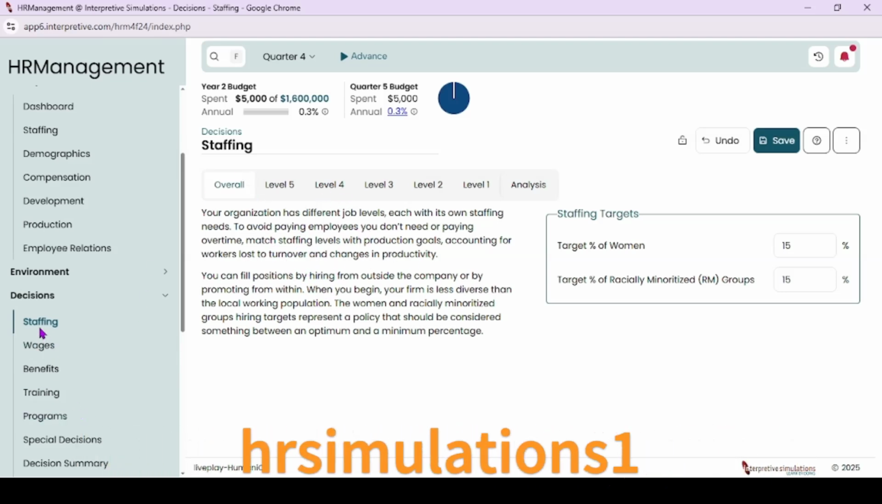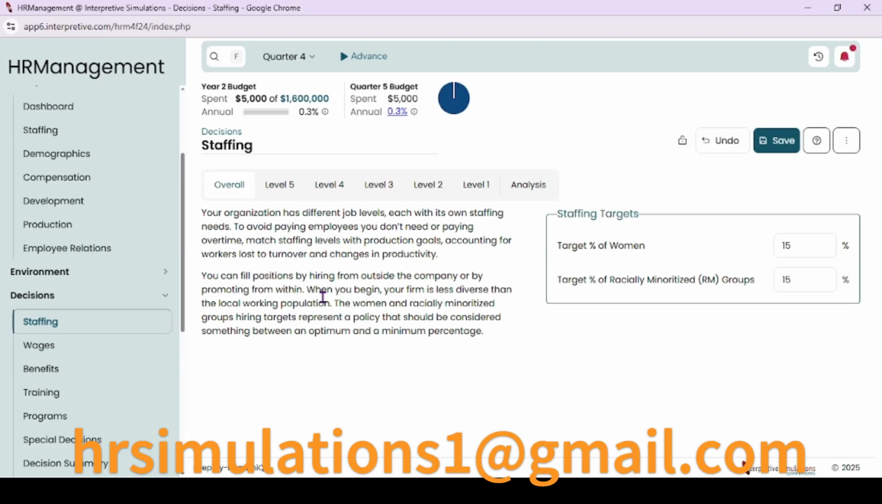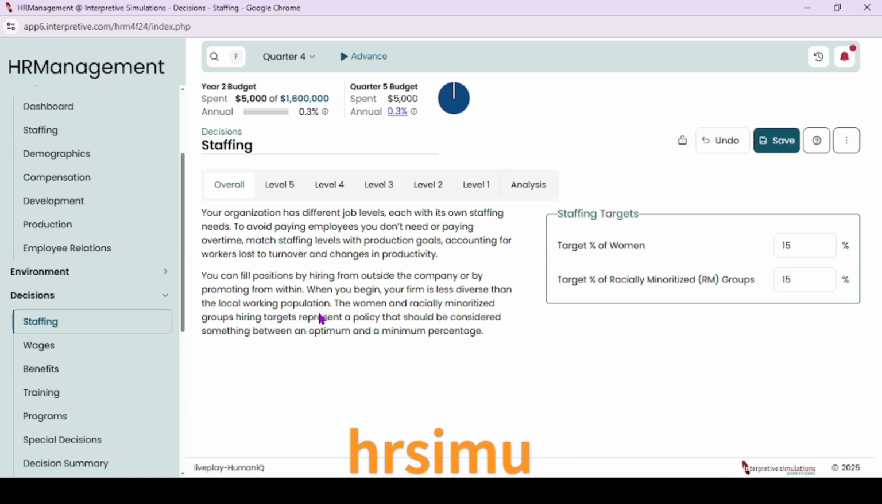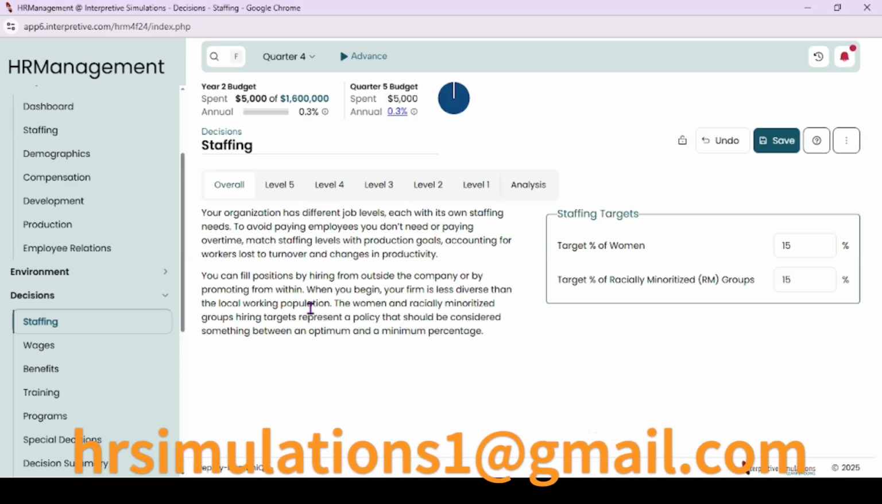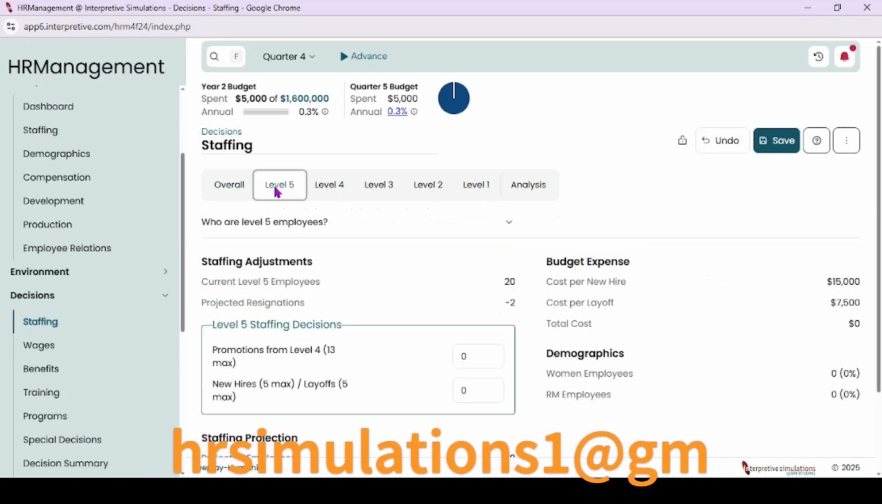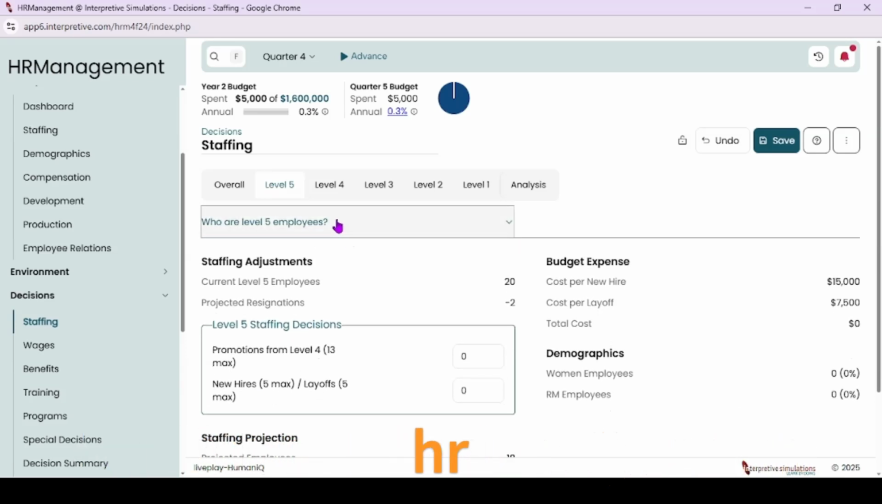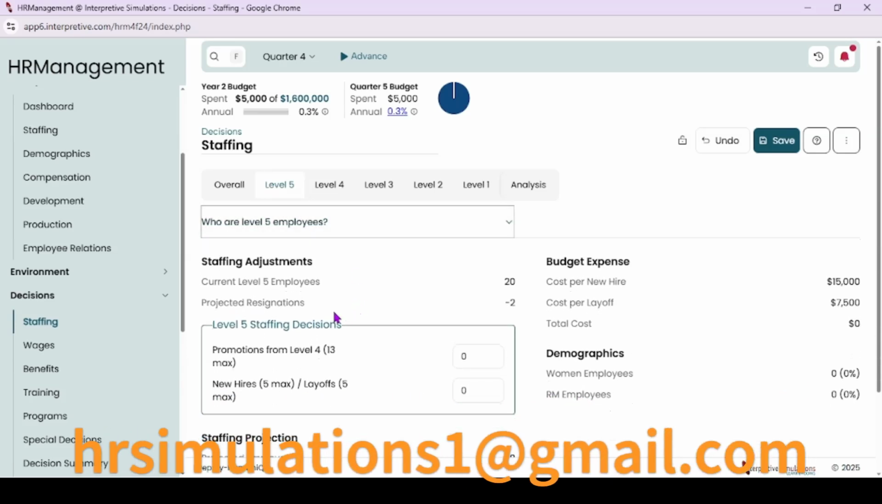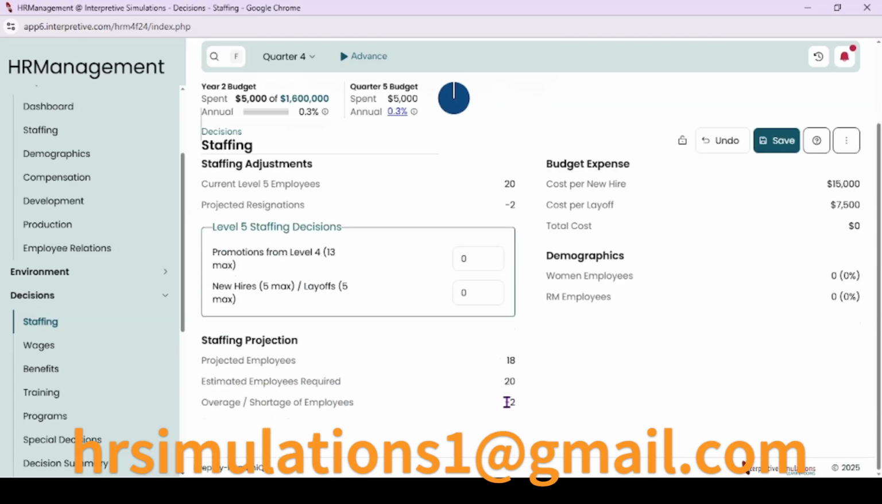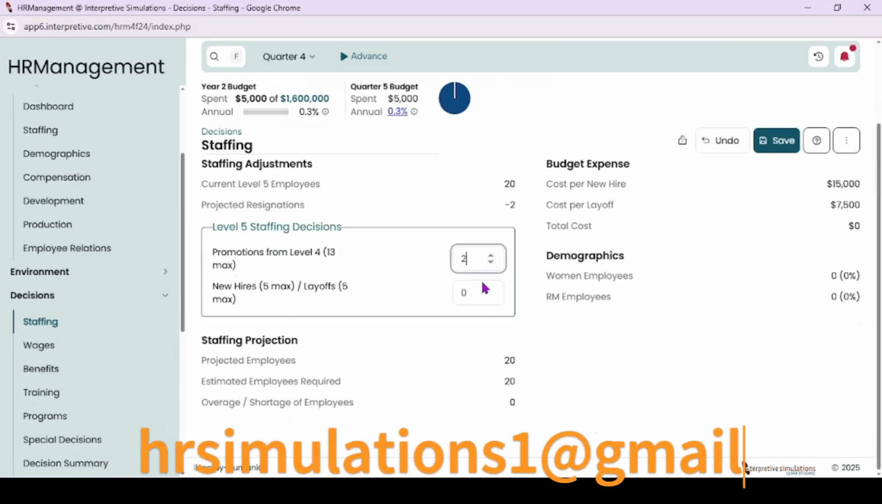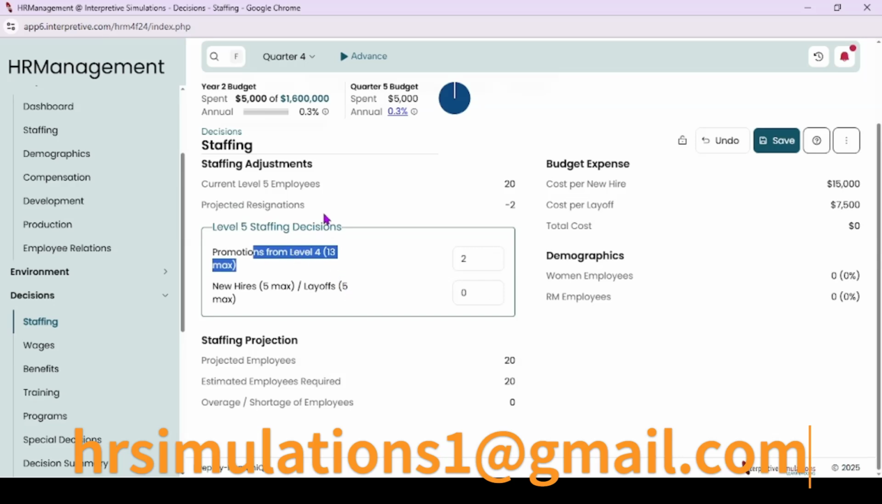So we shall start with the staffing part. In the staffing part, we are talking about hiring. So we need to hire workers, and sometimes you might hire workers or maybe promote them. So we shall start with level 5. Level 5 employees are actually the executive managers and the high-end level engineers. Here you can see that we have a shortage of 2. So we're just going to promote 2 from level 4 so that they can come to level 5.